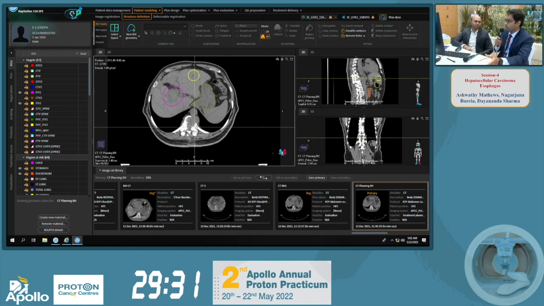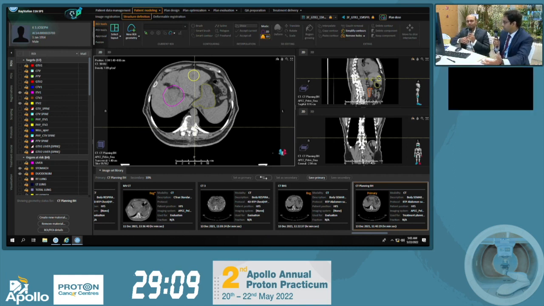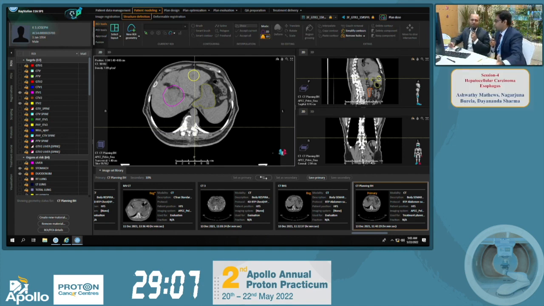So we opted for proton therapy. Once a patient is selected for proton therapy, we have an institutional protocol to call all GI patients with 4 hours of fasting, keeping the stomach empty. Karthik will say what we do for simulation purposes.